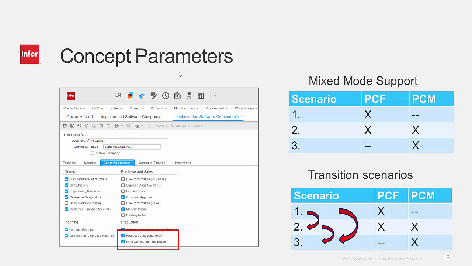The transition of a PCF model into PCM has to be done by manually replicating the model in PCM. We do not facilitate tools or functionality to convert existing PCF models into a PCM model.